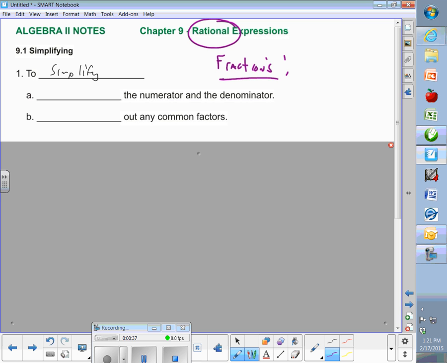So how do you simplify fractions? We've done this before, and this is review, although we're going to apply it in a new way in this chapter. Way back in pre-algebra, I tried to teach you the correct way to reduce, because if you learn how to reduce in pre-algebra, you can reduce anything. If you haven't learned it yet, you have to learn it now, because it's the only way we're going to be able to reduce these rational expressions.